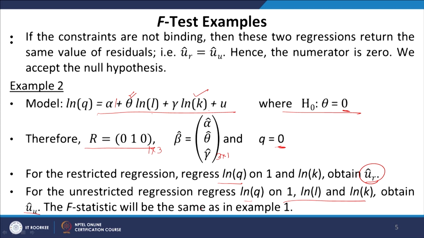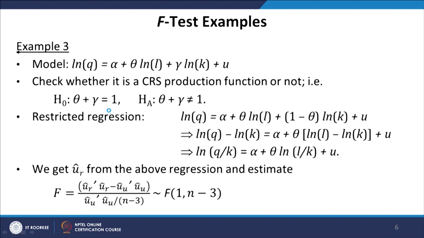Again we have only one restriction and there are basically 2 independent variables plus 1 constant term. So, the degrees of freedom also remain the same. The test statistic would follow an F distribution with 1 and n minus 3 degrees of freedom. The third example has a slightly different null hypothesis.